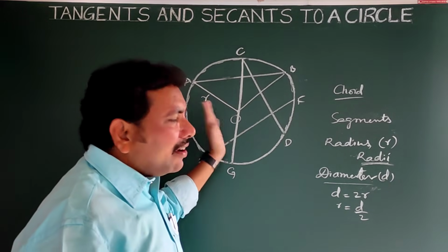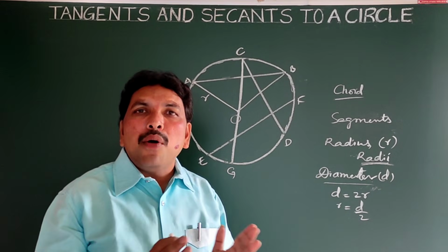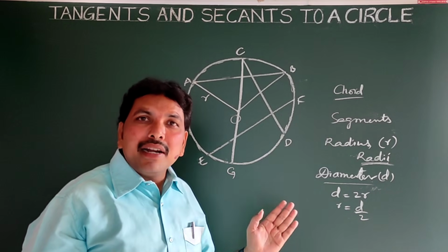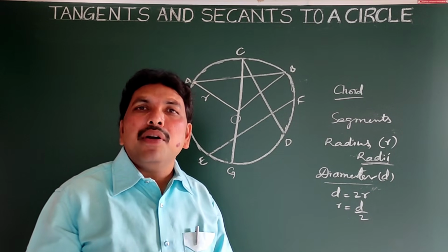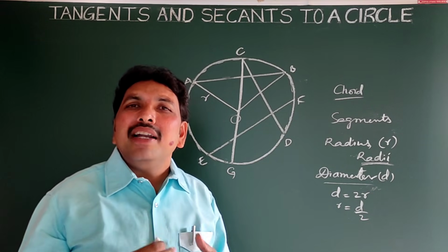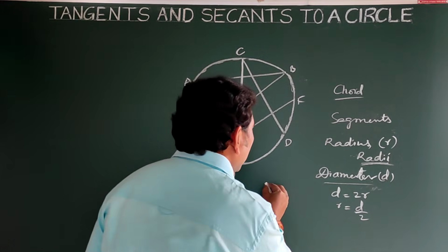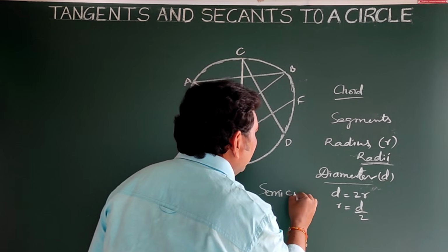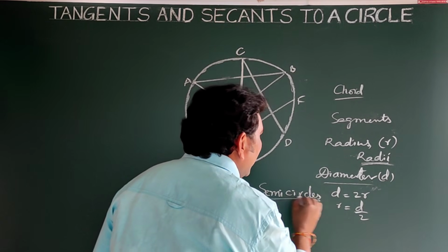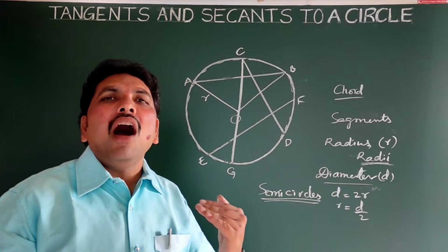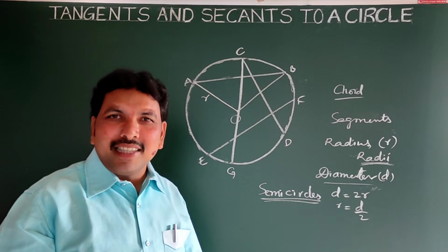Here, a diameter divides the circle into 2 congruent parts. Those are called semicircles. What are those? Semicircles. What is a semicircle? Simply, half of the circle is called a semicircle.